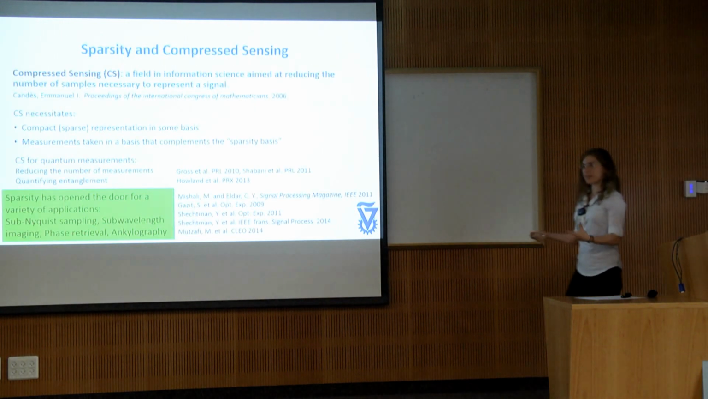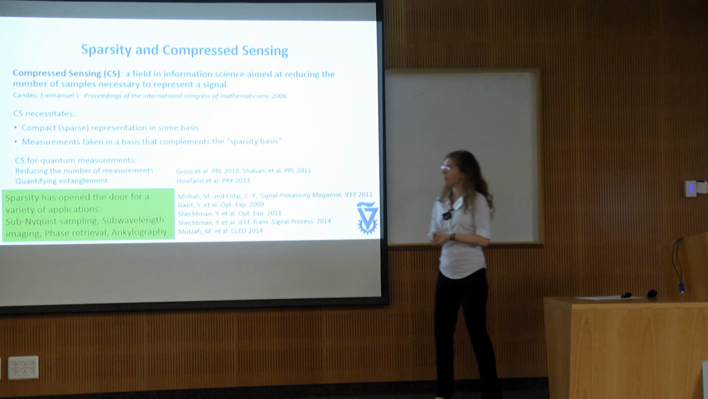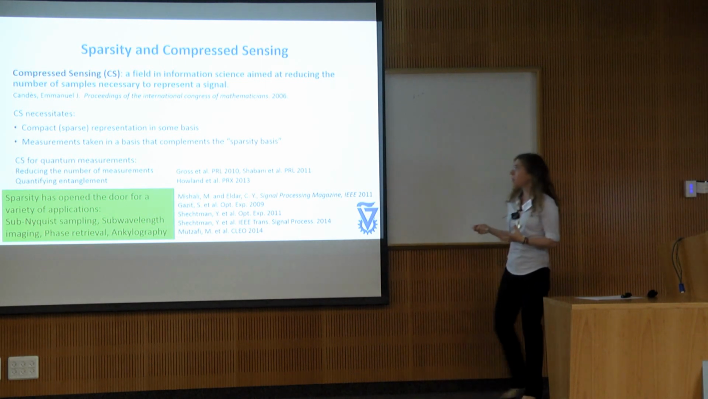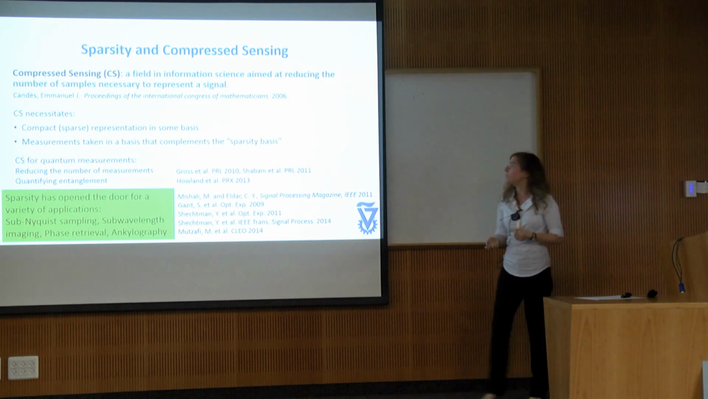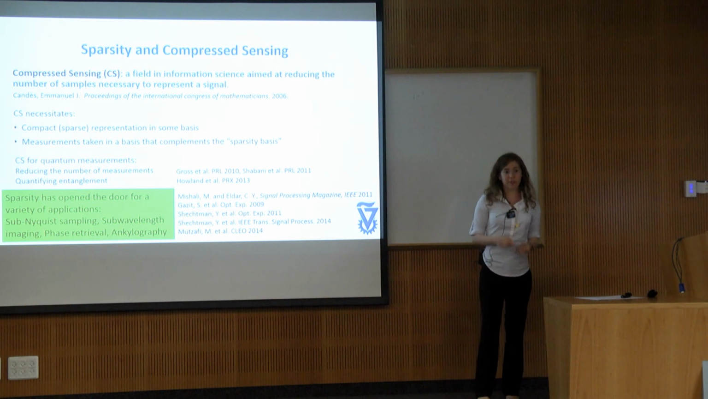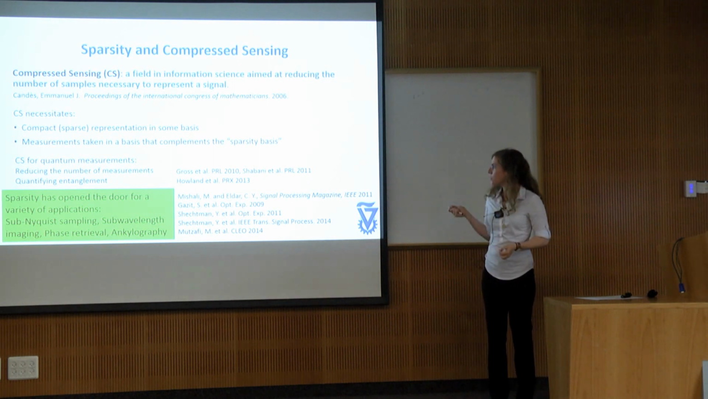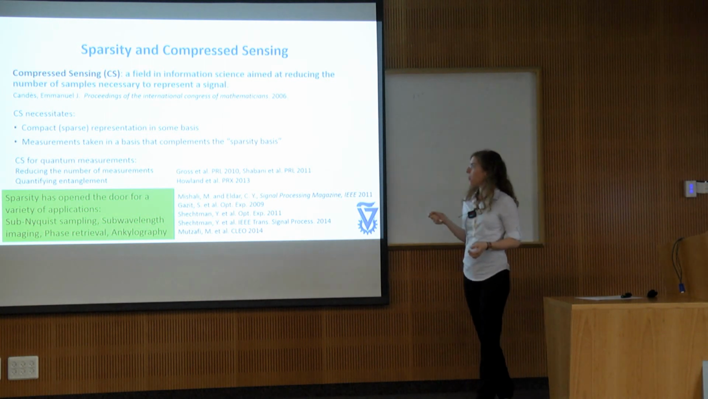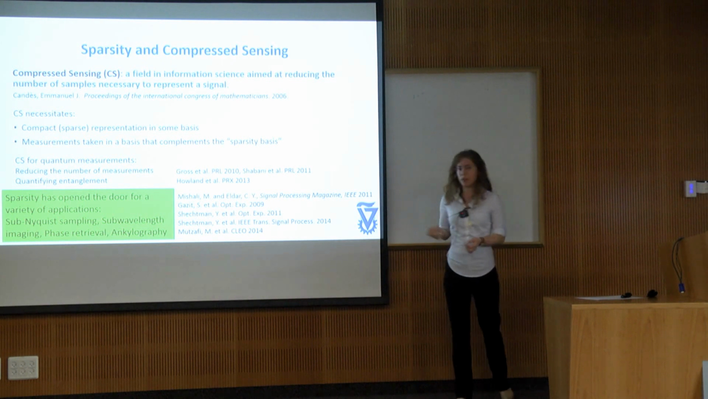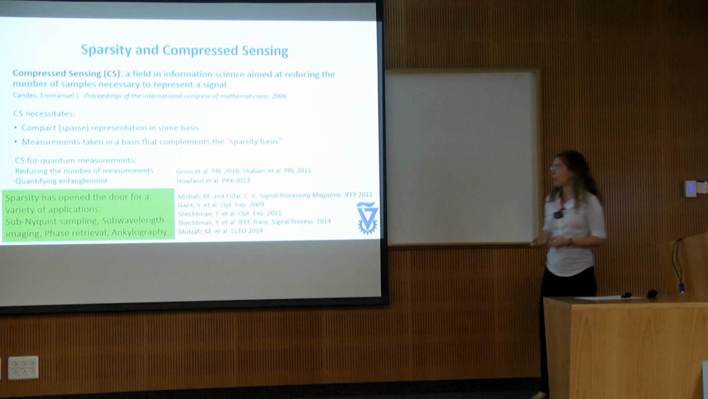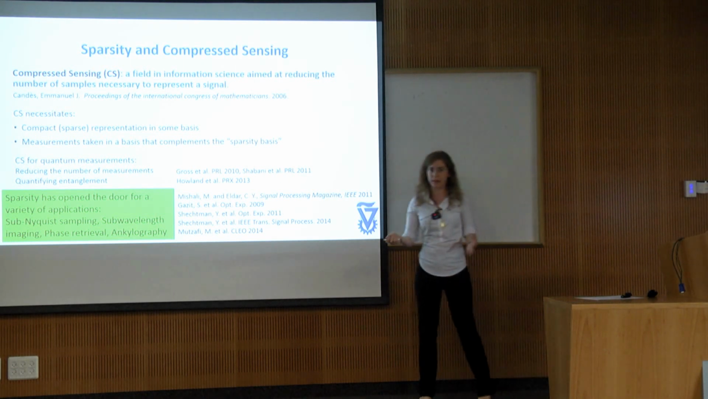So we have a sparse state. What can we do with it? You've heard a lot and you're familiar with compressed sensing, which is aimed at reducing the number of samples needed to represent a signal. In order for CS to work, you need 2 key ingredients. The first is obviously having a sparse representation in some basis. But furthermore, you need to sample your signal correctly. You need to take measurements in a basis that somehow complements the sparsity basis.